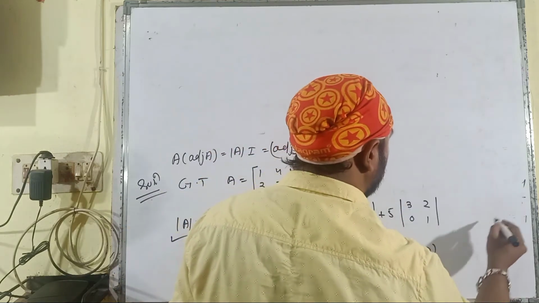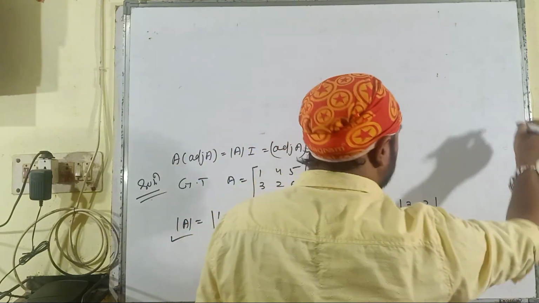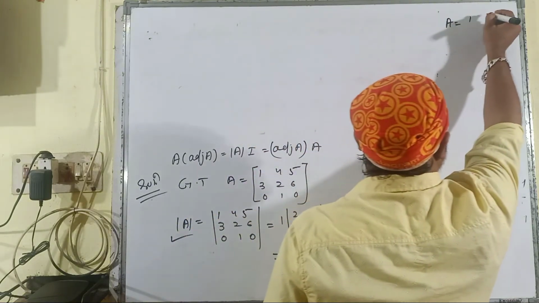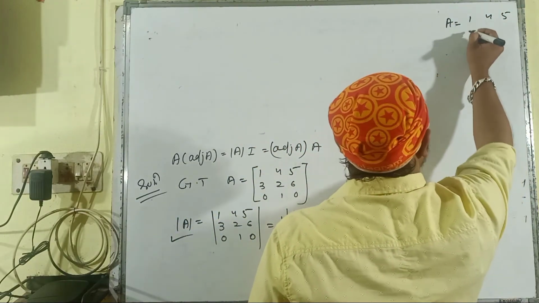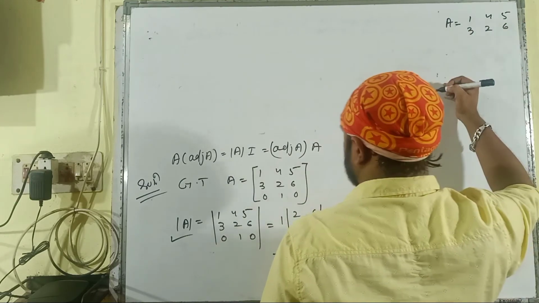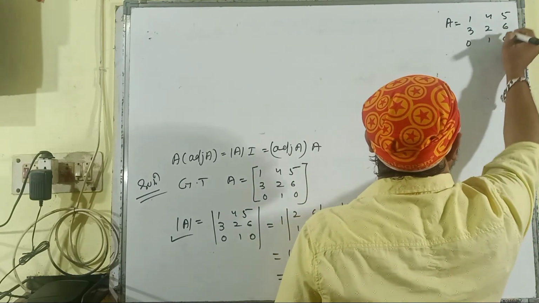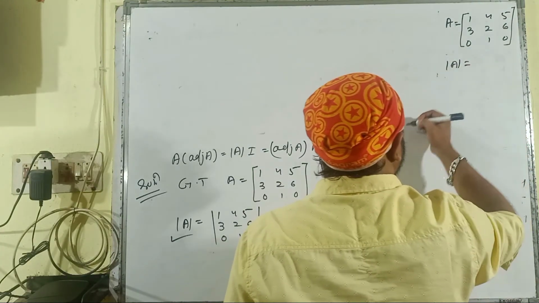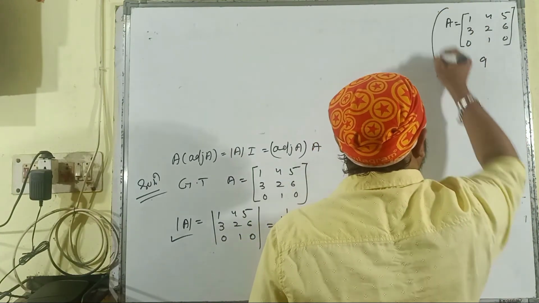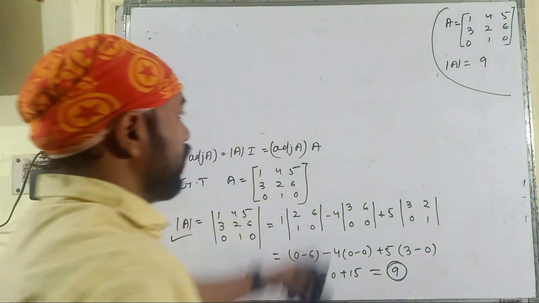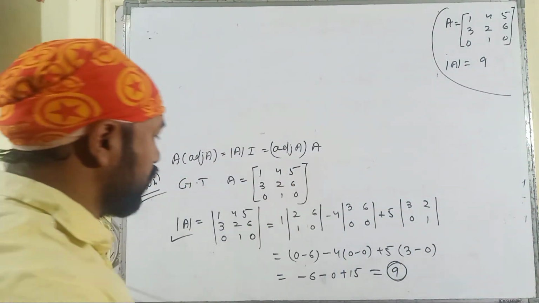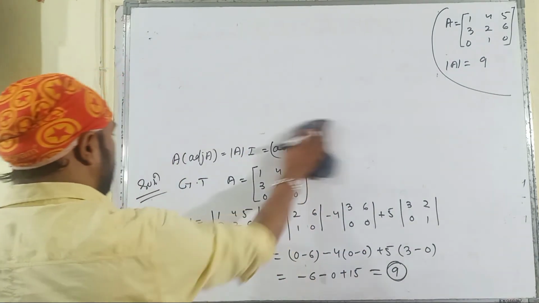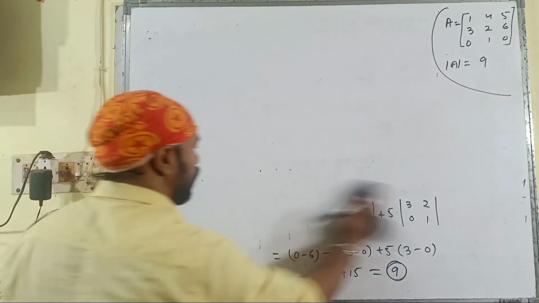So here, first of all, we have to write down that the matrix A is equal to [1, 4, 5; 3, 2, 6; 0, 1, 0], and we have determined the determinant of A, it is equal to 9, because we have to use these in the future steps. So just let us write down these values here and then proceed to the next step.